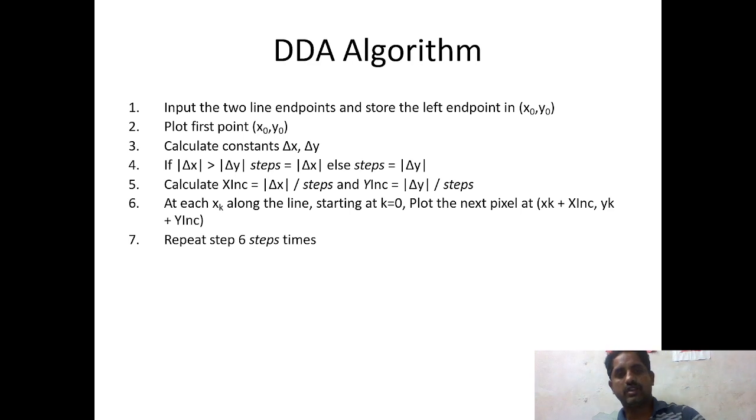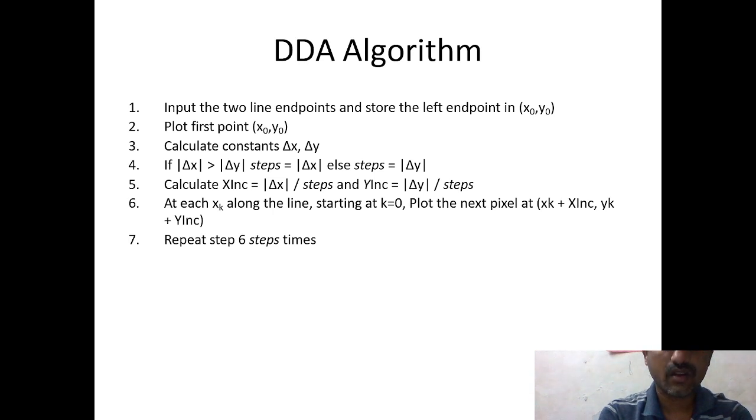So now we can implement the DDA algorithm using these steps. First, input the two line endpoints and store the left endpoint in x naught, y naught. Plot the first point x naught, y naught. Now calculate the constants delta x and delta y. If delta x is greater than delta y, steps is delta x, otherwise delta y. Calculate x increment, that is delta x by steps, and y increment, delta y by steps.